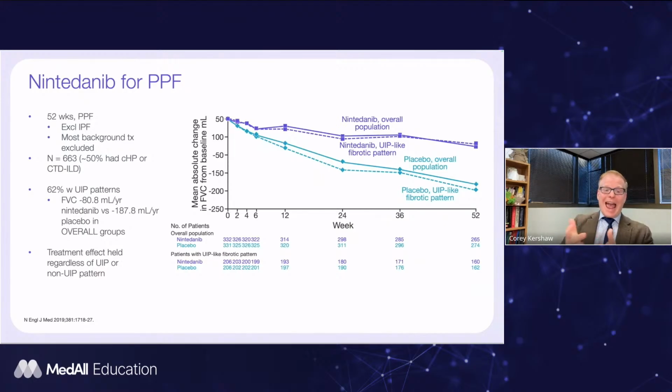663 patients, half the patients had either exposure-related ILD, hypersensitivity pneumonitis, or a connective tissue disease-associated ILD. More than half the patients had a UIP pattern, and there was an improvement in patients' progression with progressive pulmonary fibrosis. The progression indeed was slowed down if they took nintedanib versus taking nothing, and it really bore out whether they had a UIP pattern or not, as you can see here in the graph. So because of this, the FDA approved nintedanib to treat progressive pulmonary fibrosis.